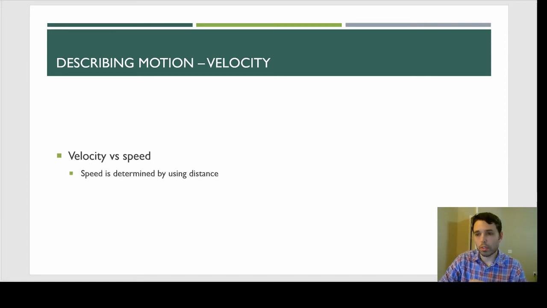Now, you're probably familiar with both, but you're probably more familiar with speed. You probably use that term a lot. So speed is determined by using distance, right? I'll write a little formula down here for you. Speed, and we're going to call it S, is the change of your distance divided by your time, okay? And remember we said before that we don't really use distance that much in AP Physics 1. It's mostly about displacement.